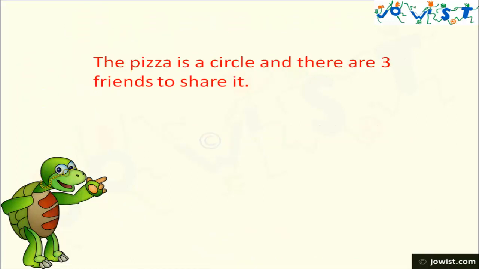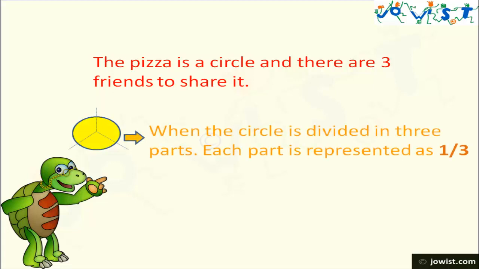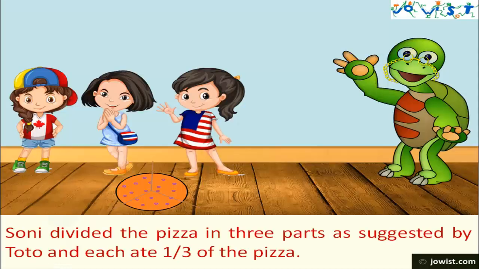The pizza is a circle and there are 3 friends to share. So, we divide the pizza in 3 equal parts. Each part is represented by 1 by 3. Soni divided the pizza in 3 equal parts, as suggested by Toto, and each ate 1/3 of the pizza.